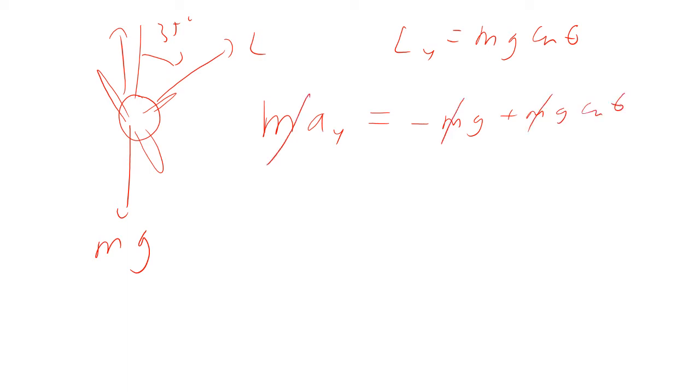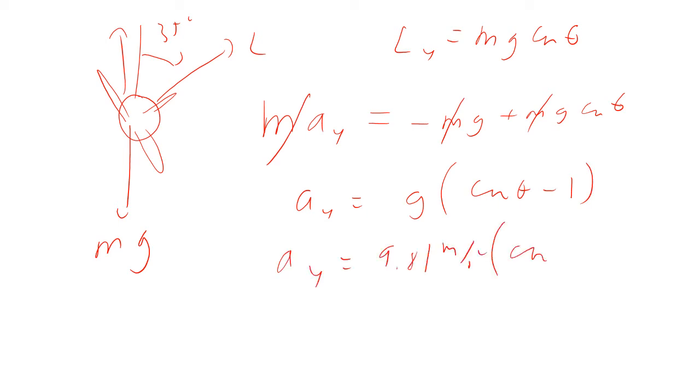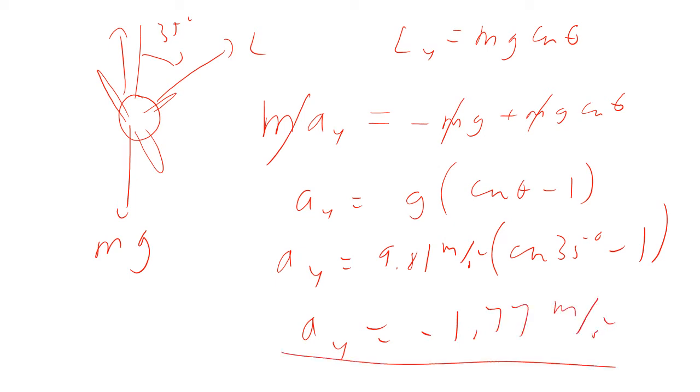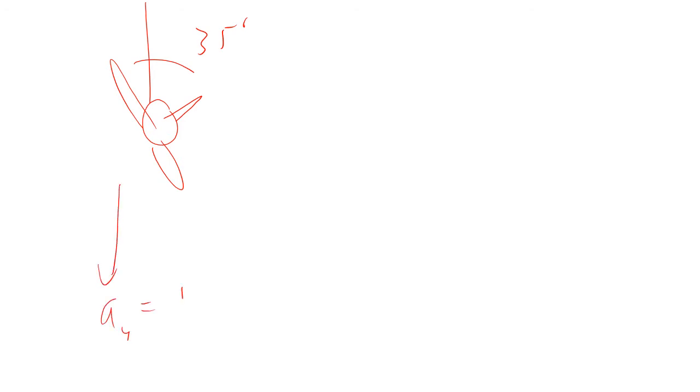The m's cancel, and so a_y is going to be equal to g times cosine theta minus 1. So 9.81 meters per second squared, cosine 35 degrees minus 1, a_y is minus 1.77 meters per second squared. So that means that this aircraft, banked at 35 degrees from vertical, is accelerating downwards at 1.77 meters per second squared. Okay, now here's the really scary thing.